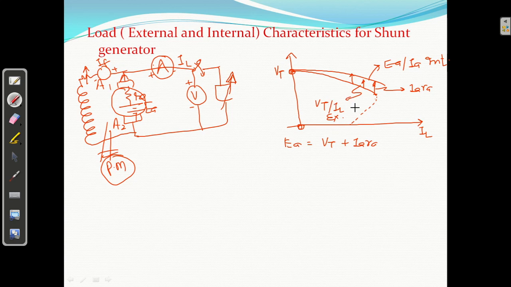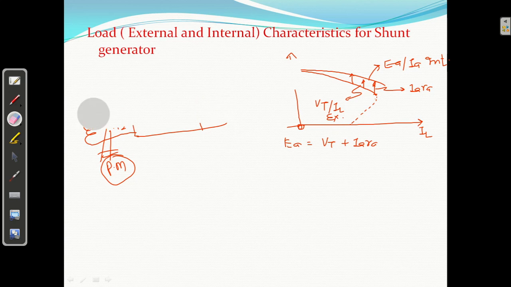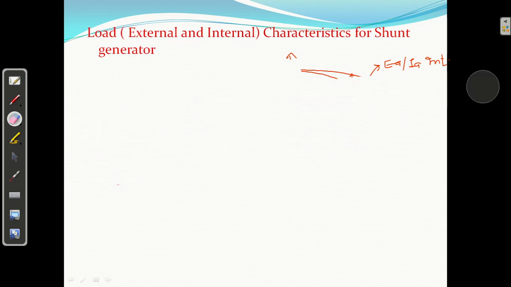So I had discussed the external and internal characteristic and magnetizing characteristic. Magnetizing characteristic will be the same for all types of generator, right? So I am going to stop here only. Clear? And in the next lecture I will discuss the numerical based on this generator.